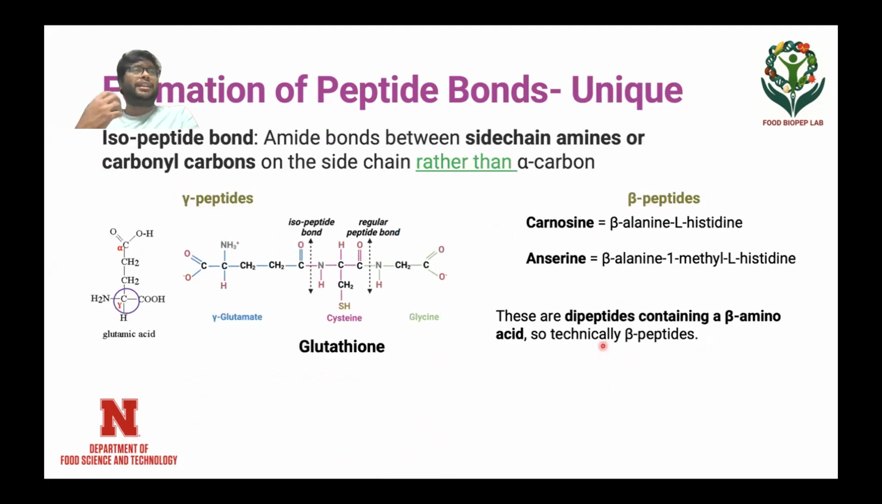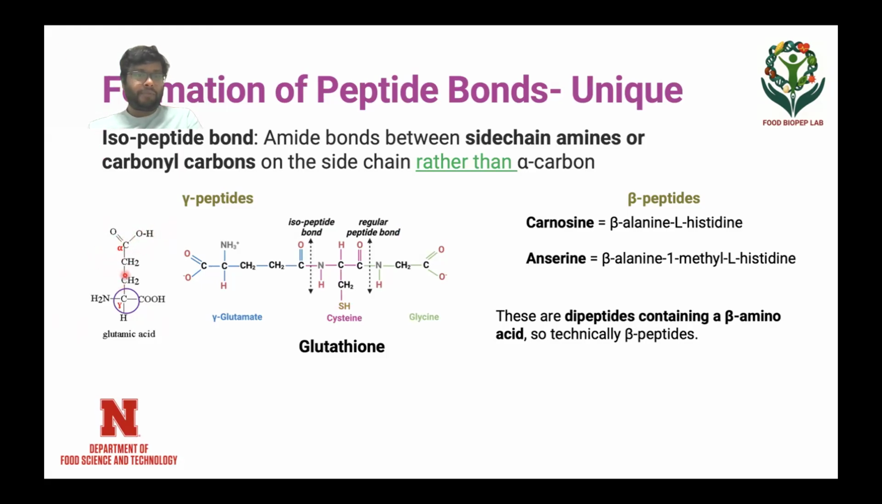There are other, unique kinds of peptide bonds. One of them is the isopeptide bond. Isopeptide bonds form when you have an amide bond between side chain amines or carbonyl carbons on the side chain, rather than the alpha carbon. For example, take glutamic acid here. This is the alpha carbon, and this is the regular carboxylic end.